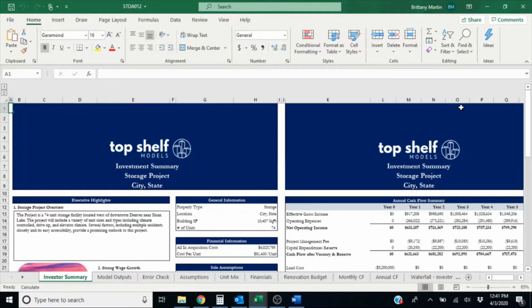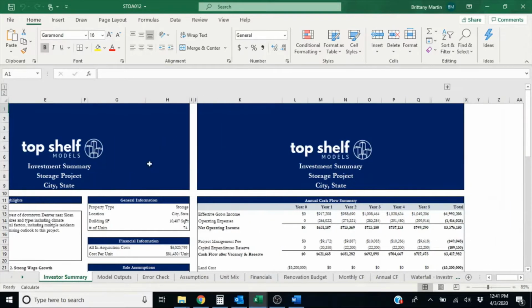Since NOI can vary greatly depending on what the month is, we usually look at NOI based on a span of a year. As you can see on our investor summary tab, we have this nice annual cash flow summary chart, and you can see the NOI calculation here. It's made up of effective gross income, also known as gross operating income, and operating expenses. So let's look into these factors.